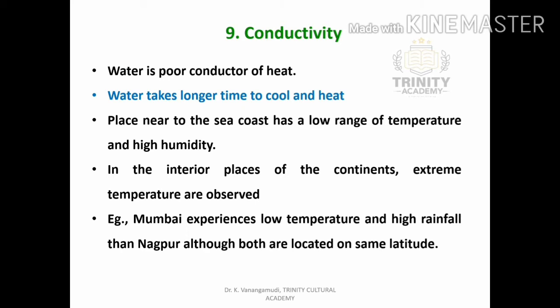Places near the sea coast have a low range of temperature and high humidity. In the interior places of the continents, extreme temperatures are observed. For example, Mumbai experiences lower temperature and higher rainfall than Nagpur, although both places are located at the same altitude.